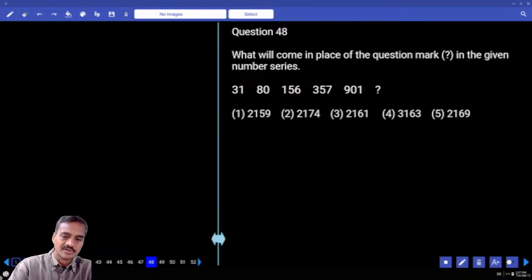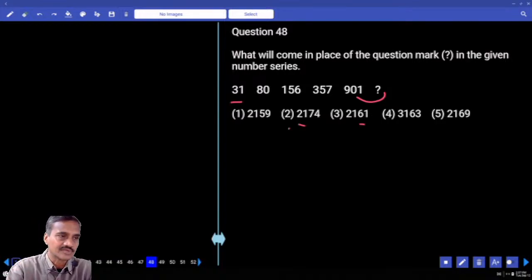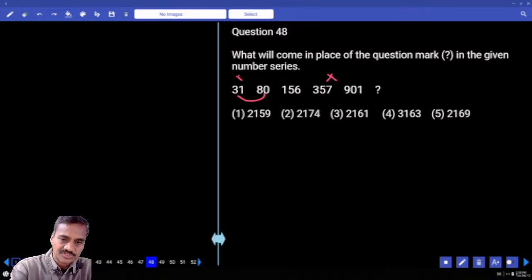Then 48, amma cheppandi. 31, 18. Now here 31 and 18, it must be under product or combination, isn't it? In general, because numbers starting with 31, choices are ending with 2000. Hence, at least it must be under product or combination. Then, now 31 and 80 cannot be related in the product. Hence, combination if you observe here, now 357 into 3, now this is into 3 minus 10.